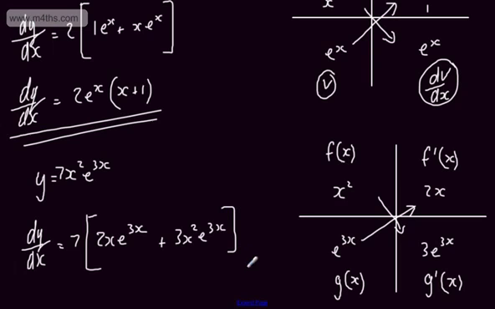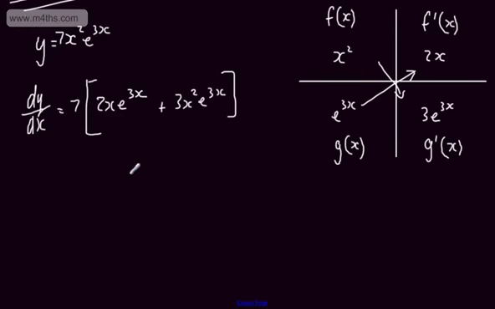And then all we'll have to do now is factor this. So let's go ahead and factor this. So our derivative dy by dx will be now 7. I've got a common factor of x e to the 3x. So we can take x e to the 3x out. And that's going to leave me now here 2 plus 3x. So all I've done is taken out the common factor. So we're left now with this scenario.